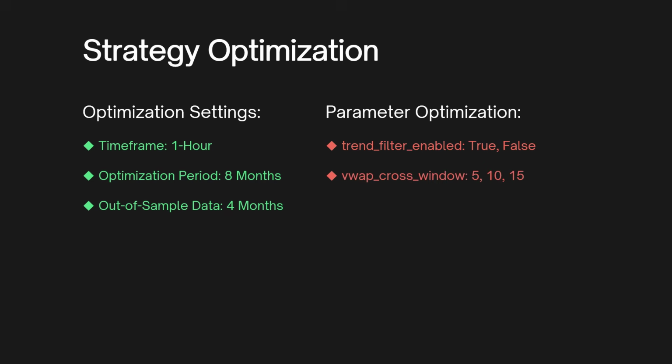VWAP cross window, how long the cross above or below VWAP remains valid, since ADX may not reach the threshold immediately. ADX threshold, the minimum ADX value to confirm a strong trend. Risk ratio and ATR multiplier define the stop-loss distance and the reward-to-risk ratio, which control trade management and overall strategy risk.